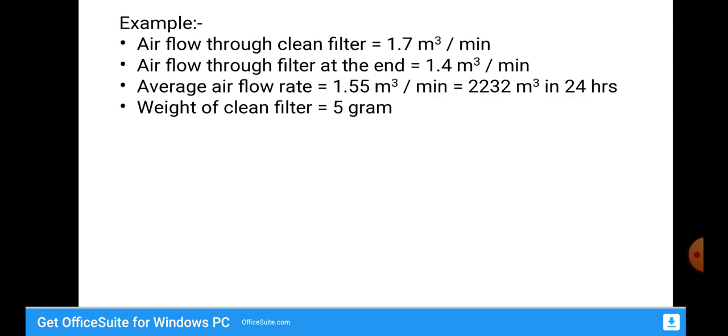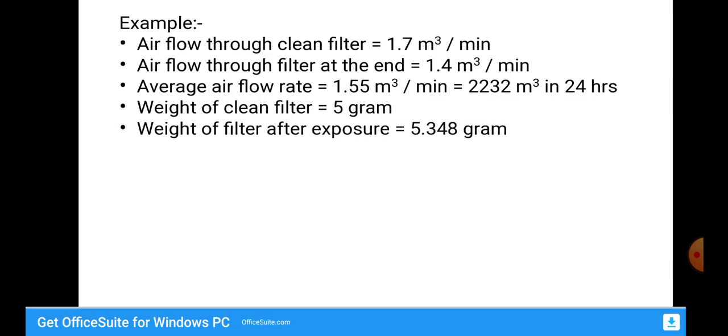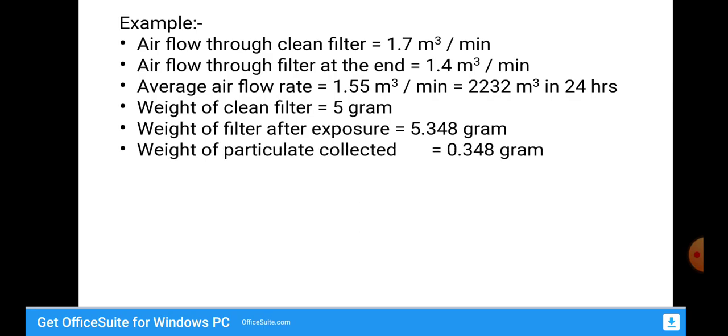Let us say weight of clean filter is 5 gram. At the starting of this sampling, 5 gram is weight of clean filter, and at the end of sampling, filter weight is 5.348 gram. So there is an increase of filter, and this increase is 0.348 gram. Solid particles deposited on filter will be 0.348 gram.